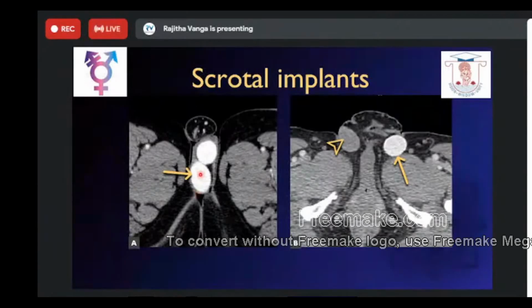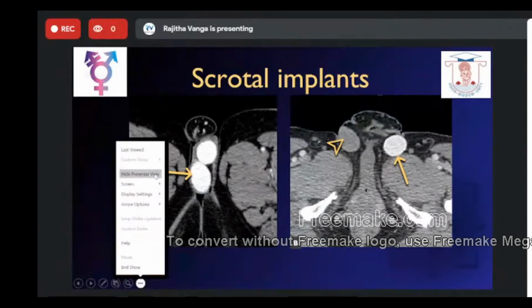Rajitha ma'am, please unmute yourself. You are muted. Now am I audible? Yes ma'am. Continue. Now my screen is visible. Yes ma'am, it is visible.